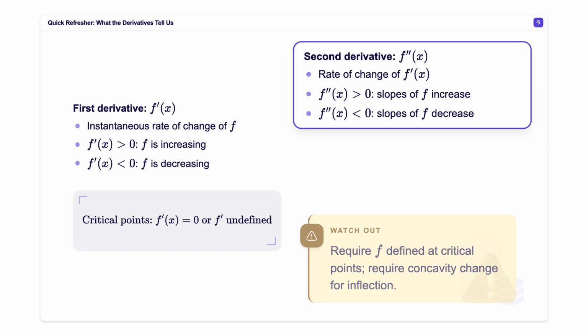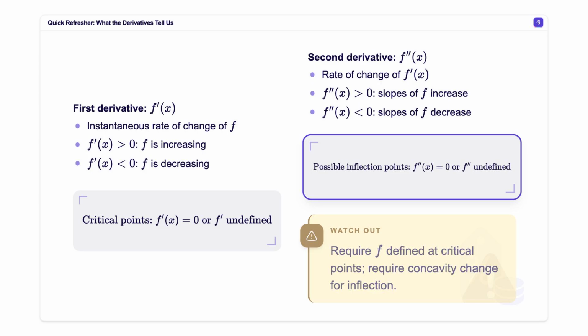The second derivative, read as f double prime of x, is the rate of change of f prime. In other words, it tells whether the slopes of f are going up or going down. If f double prime is positive, the slopes of f are increasing. If f double prime is negative, the slopes of f are decreasing. This is the language behind concavity, concave up or concave down.